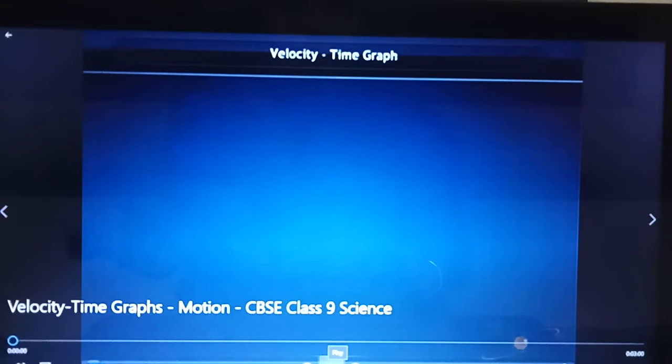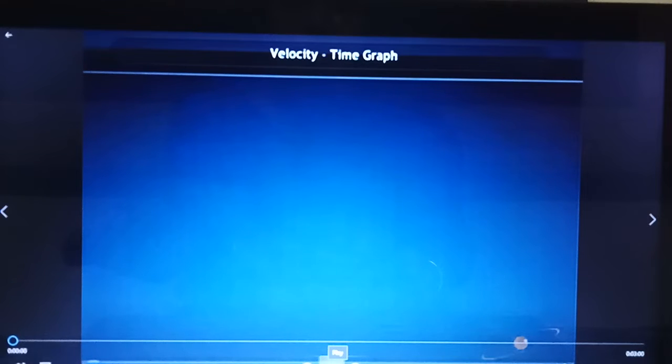Now velocity time graph is the representation of data of velocity and time on the graph, and the two advantages of velocity time graph are, firstly, the slope of velocity time graph gives you the acceleration, and the area under the curve of this graph will give you the distance covered by that body or an object.